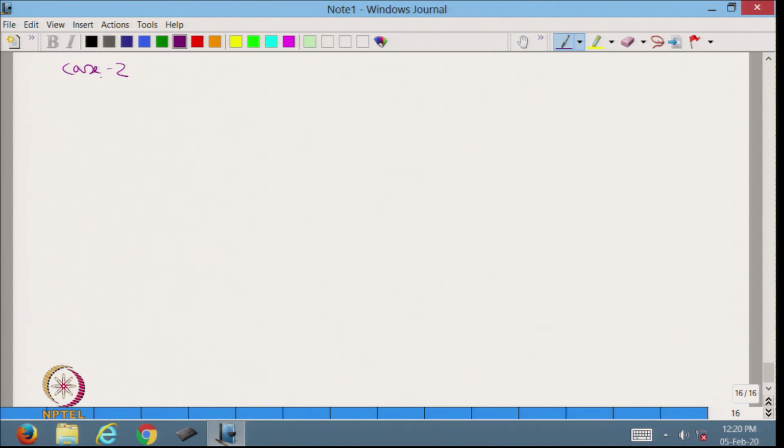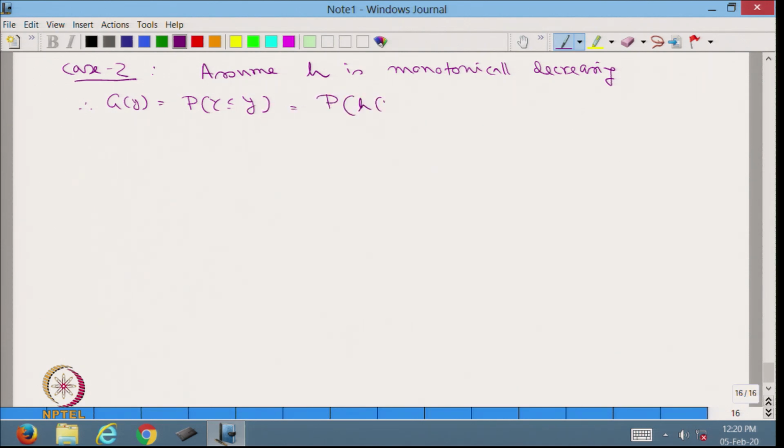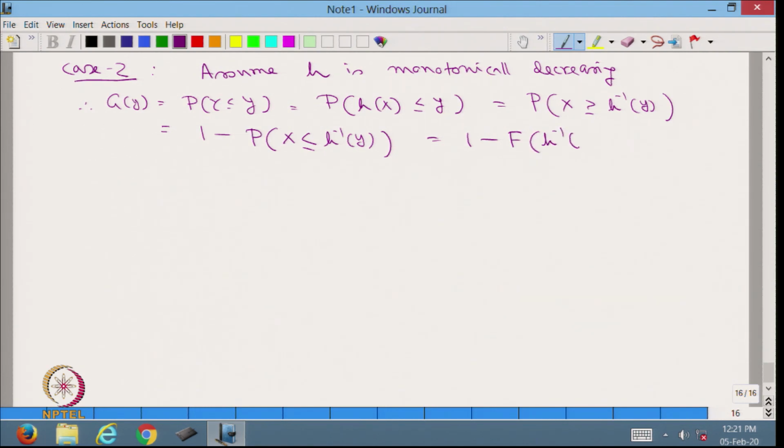Case 2: assume h is monotonically decreasing. Therefore, g of y is equal to probability Y less than or equal to y, is equal to probability h of X less than or equal to y, is equal to probability X greater than or equal to h inverse y, is equal to 1 minus probability X less than h inverse y. In a continuous case, we can write with equality also, is equal to 1 minus F of h inverse y.